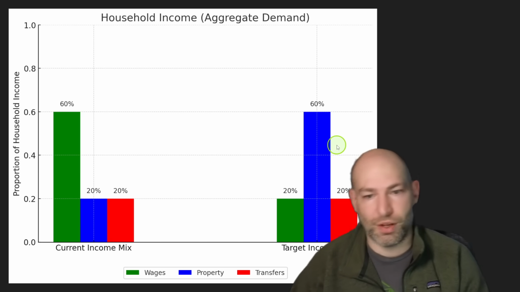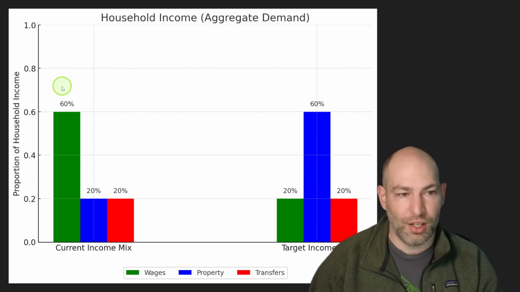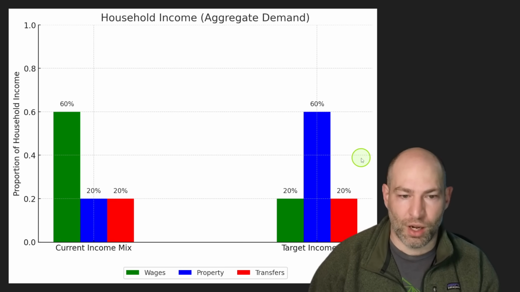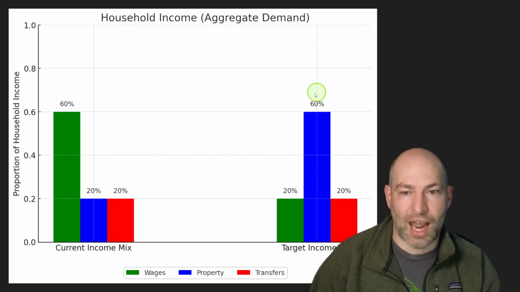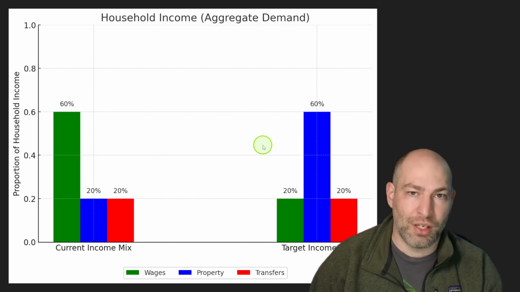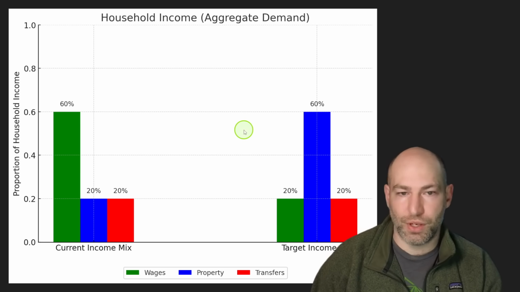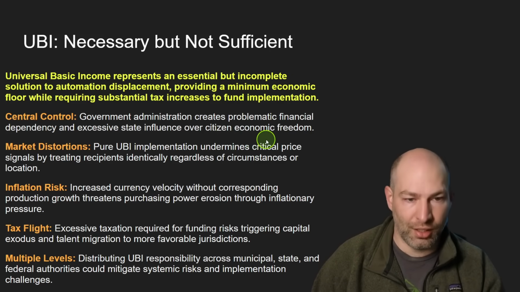Also, I apologize if I'm in front of the graphic, but you get the idea. So this is where we're at. This is where we want to be. So then the question becomes, how do we increase the amount of property that people have? We're going to dive into that and all the interventions that we can do in a future video, but we'll do a little bit in this video.